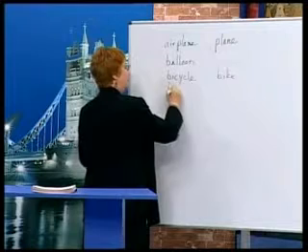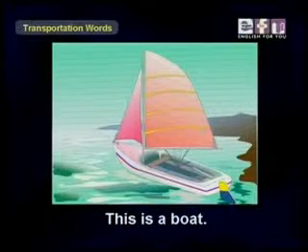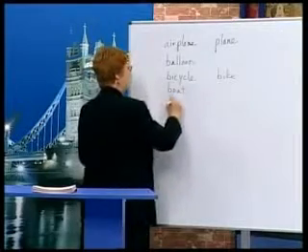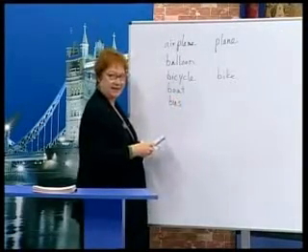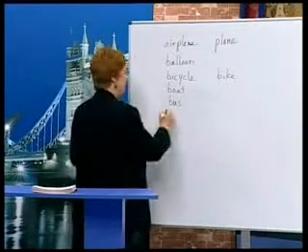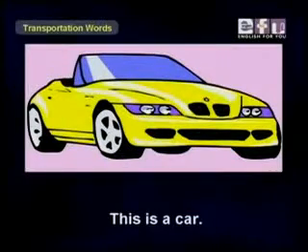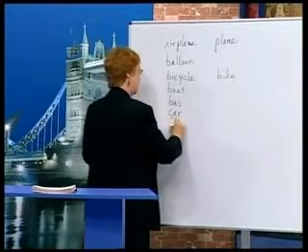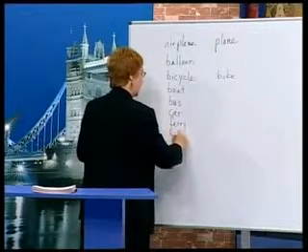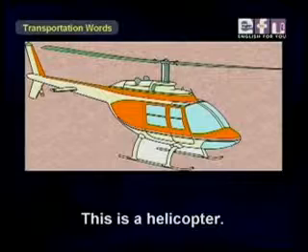The next one is a boat. This is a boat. The next one you probably know is a bus. This is a bus. We have more. We have a car. This is a car. Now on the water we can travel by ferry. This is a ferry. Next we have a helicopter. This is a helicopter.